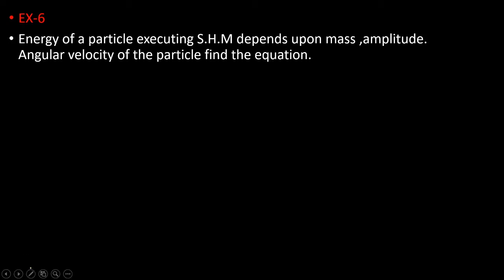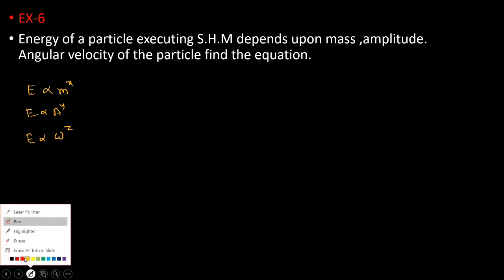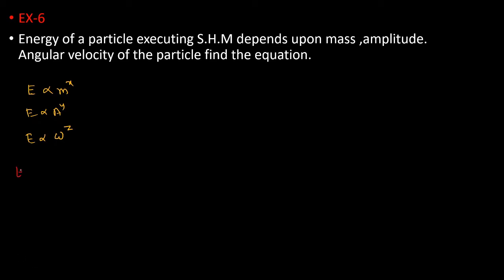The energy of a particle, so definitely write down the energy. Energy depends upon mass, energy depends upon amplitude, that means a simple harmonic motion, and energy depends upon angular velocity. Once again the powers are not given, so we need to consider them. Let us consider the power of m is x, power of a is y, and the power of omega is z. Clear? So now if I write the complete equation, what will it be?